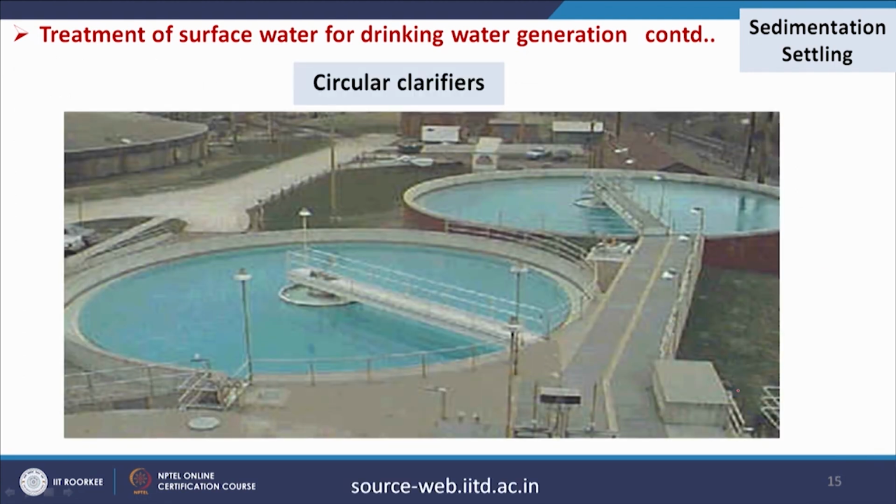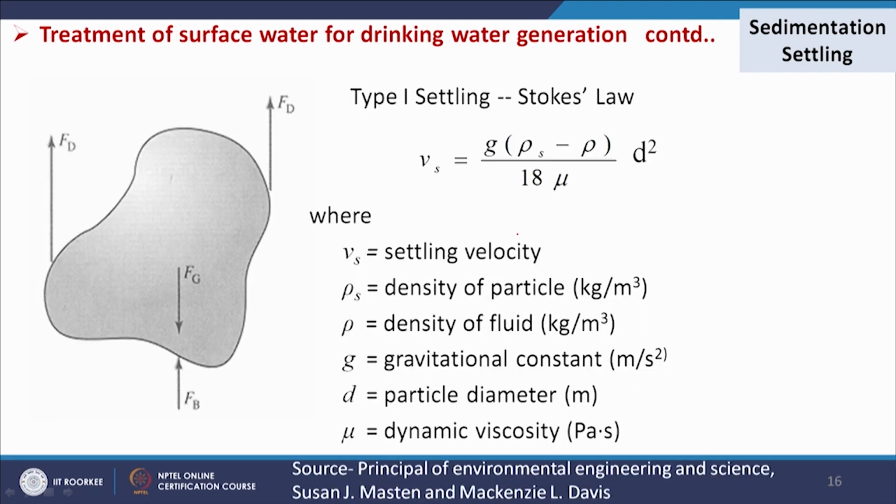So, circular clarifiers are used in real life plants as shown in this figure. These are the clarifiers; we provide sufficient time to settle all the particles, and from the top we collect the supernatant liquid for further treatment. In this sedimentation, if we want to understand the force balance, we have already discussed it in our previous classes for the gravity settler for air pollution control; the similar mechanism is also applicable here.